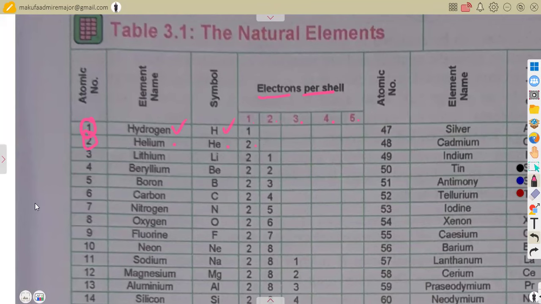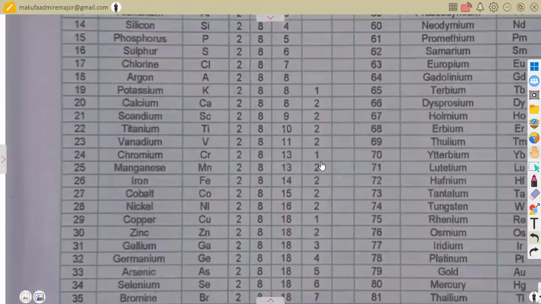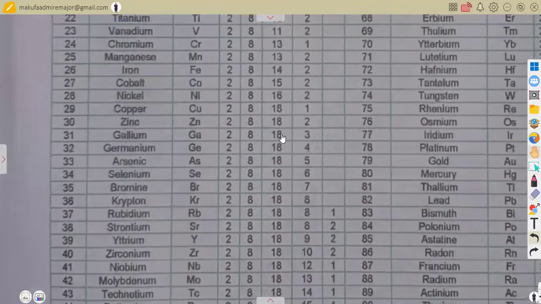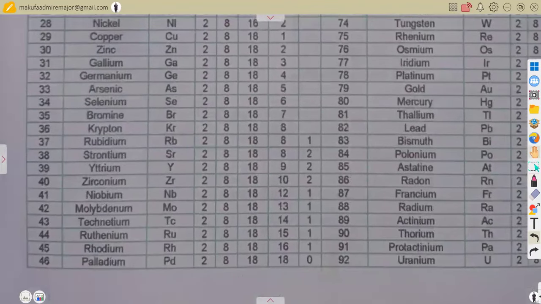The electrons per shell, we have only 2. The lithium, and so on. So I want us to go through all these and understand. The numbers which are at the end here, these are the numbers of electrons in the valence shell, which means we're talking about valence electrons.